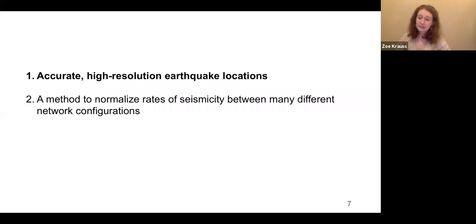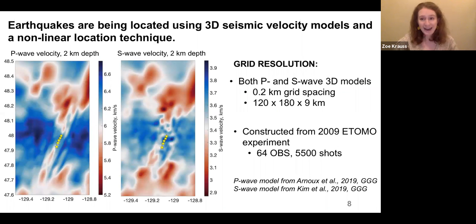All right, so the first thing I'm going to talk about is how I'm ensuring high resolution locations. At Endeavour, we are lucky to have a recent segment scale tomographic experiment that gave us really high resolution 3-dimensional velocity models. So I have both a P and S wave velocity model with 0.2 kilometers grid spacing. And what I'm showing here is a map plan of those models cut at 2 kilometers depth. And you can immediately see just how complex the velocity structure is at this ridge.